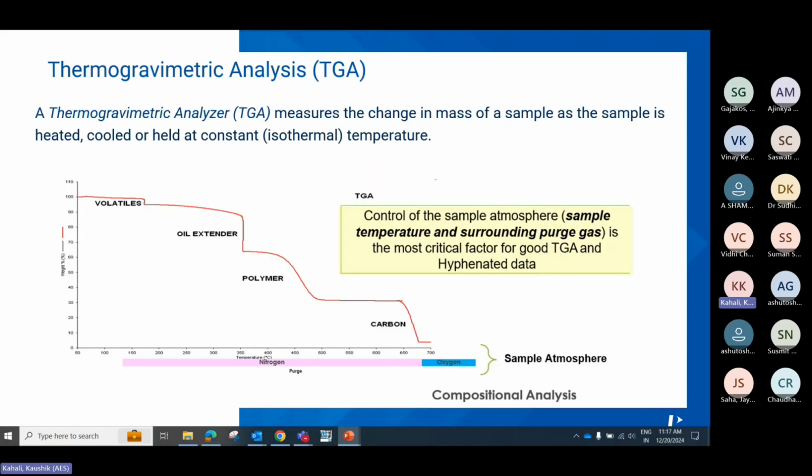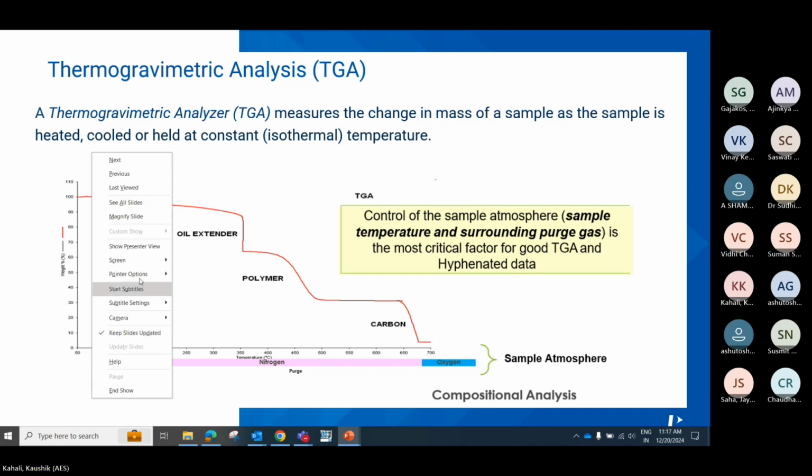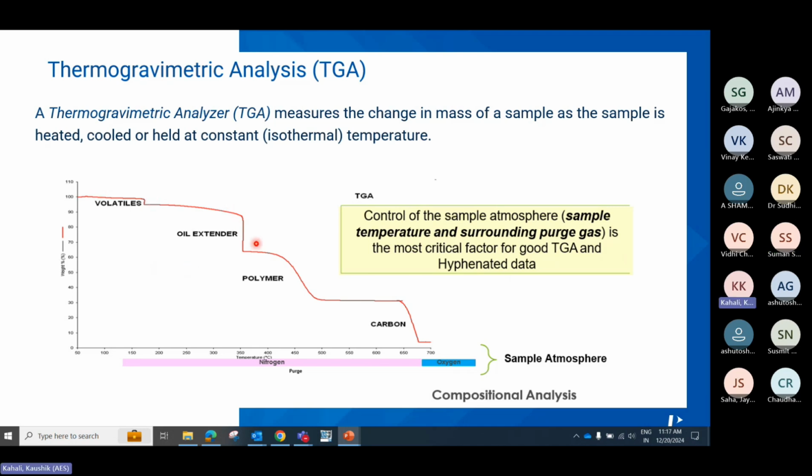This is thermogravimetric analysis, where we measure the change in mass or weight of a sample as the sample is heated, cooled, or held at a constant isothermal temperature. Here you can see a classical thermogram of a substance analyzed in TGA, where the system has run from 50 to 700 degrees Celsius. You can see the different transitions occurring at different temperatures. The volatiles are lost around 150, 170, then oil extender, polymer, or carbon.